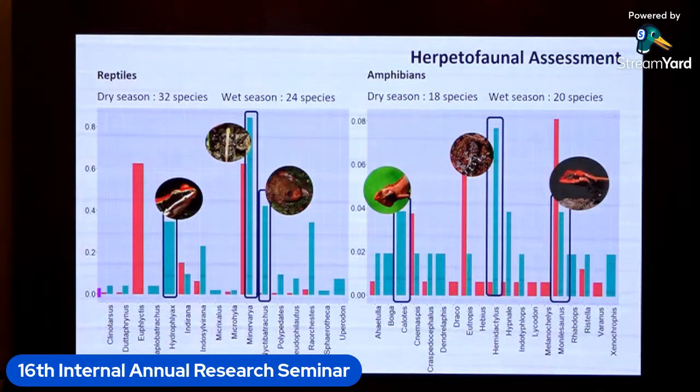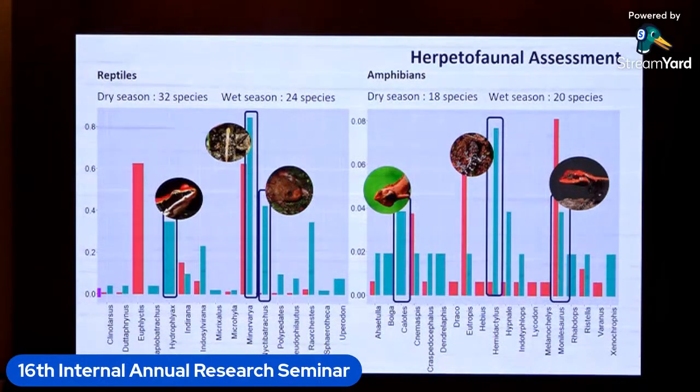Leith's forest lizard was abundant in both the seasons, whereas Prashad's gecko was again abundant during the monsoon season.